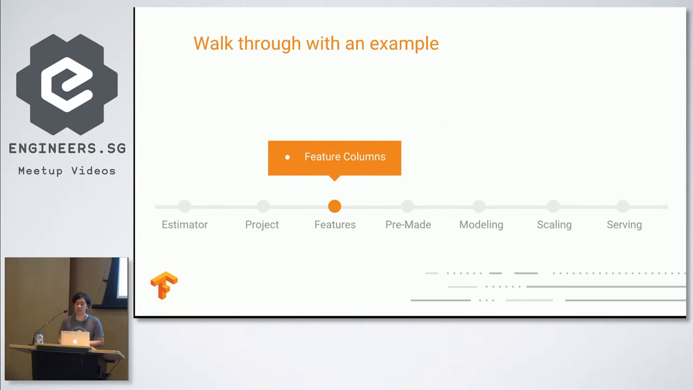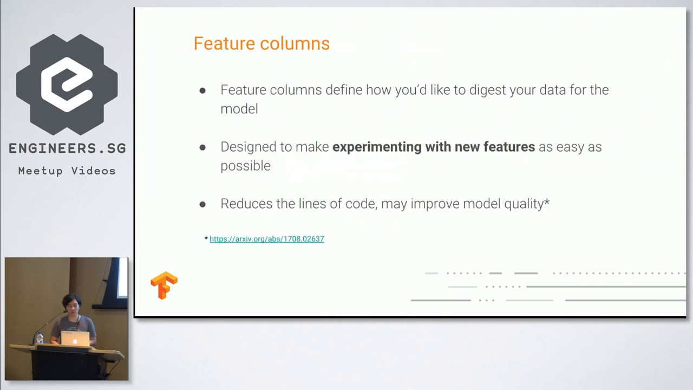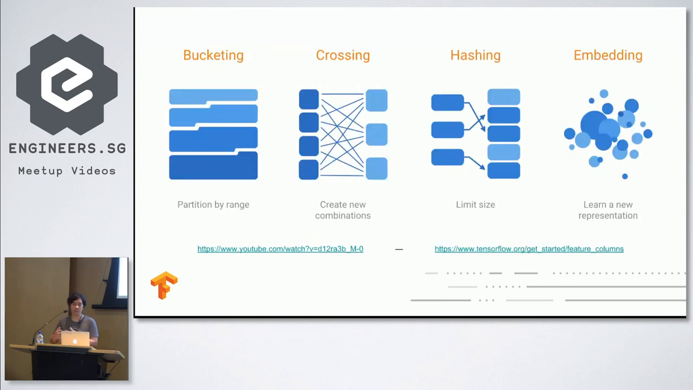If you want to do something more complicated, there's the feature column that can support you. What is a feature column? A feature column allows you to do feature engineering, and you don't have to do it inside your estimator. You do feature engineering outside and put it in something called feature columns, and then you just train your model as usual. They have a bunch of functions that support feature engineering, like bucketizing, crossing, hashing, and embedding.